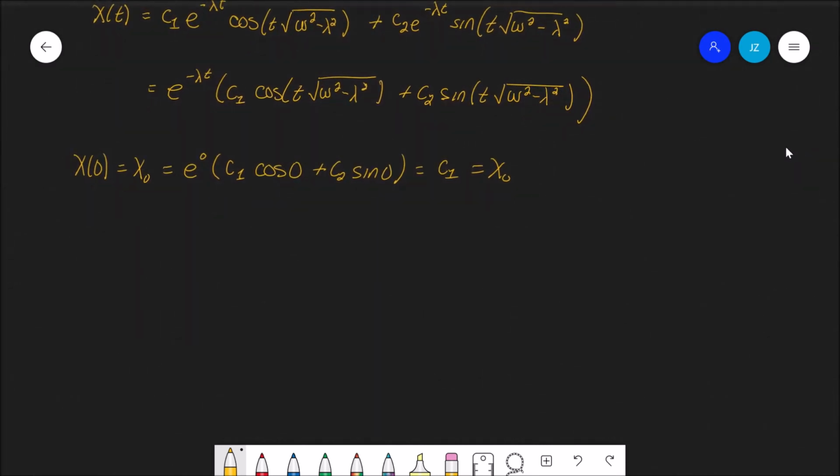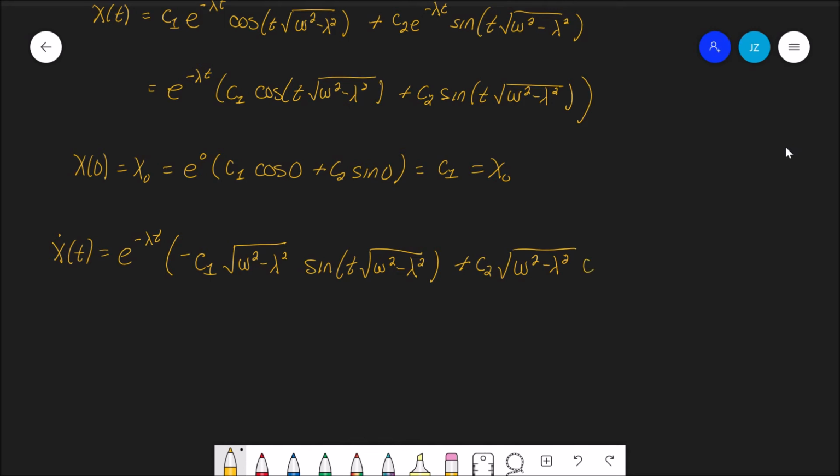We now need the derivative, so x dot of t, we'll get e to the negative lambda t times negative c1 square root of omega squared minus lambda squared times sine of t times that square root plus c2 times the square root times cosine of t times the square root minus lambda e to the minus lambda t times c1 cosine plus c2 sine.